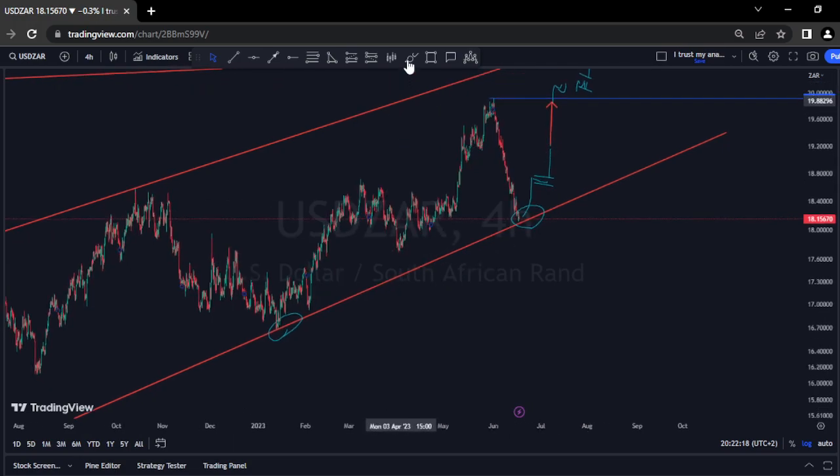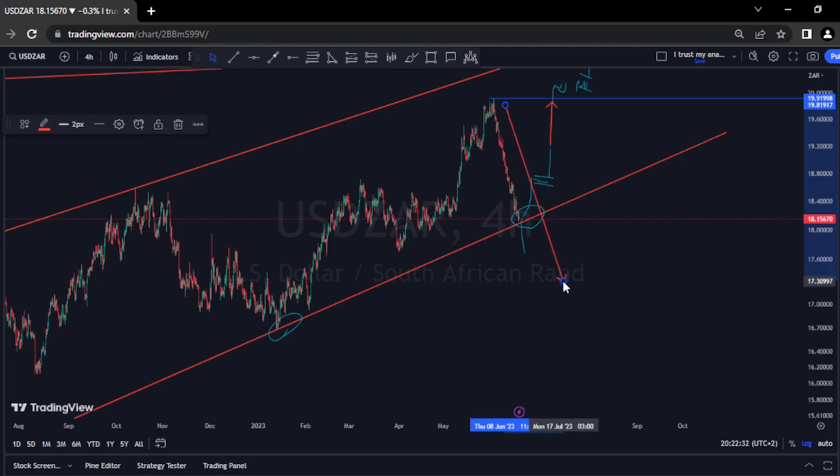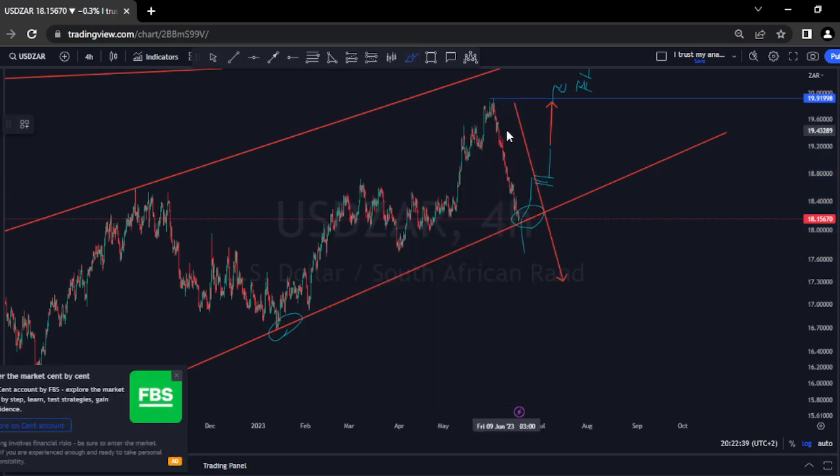Otherwise, should price break, because as you can see, it has been moving aggressively, pushing to the downside. So this is also a high probability for price to break, as I said, and then look for a continuation pattern and enter at the breakout.